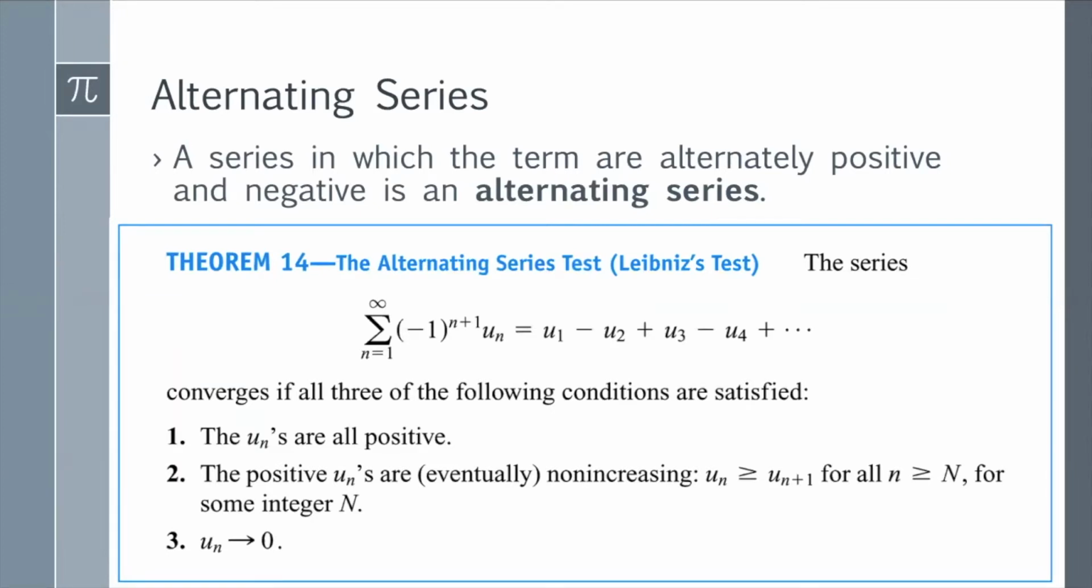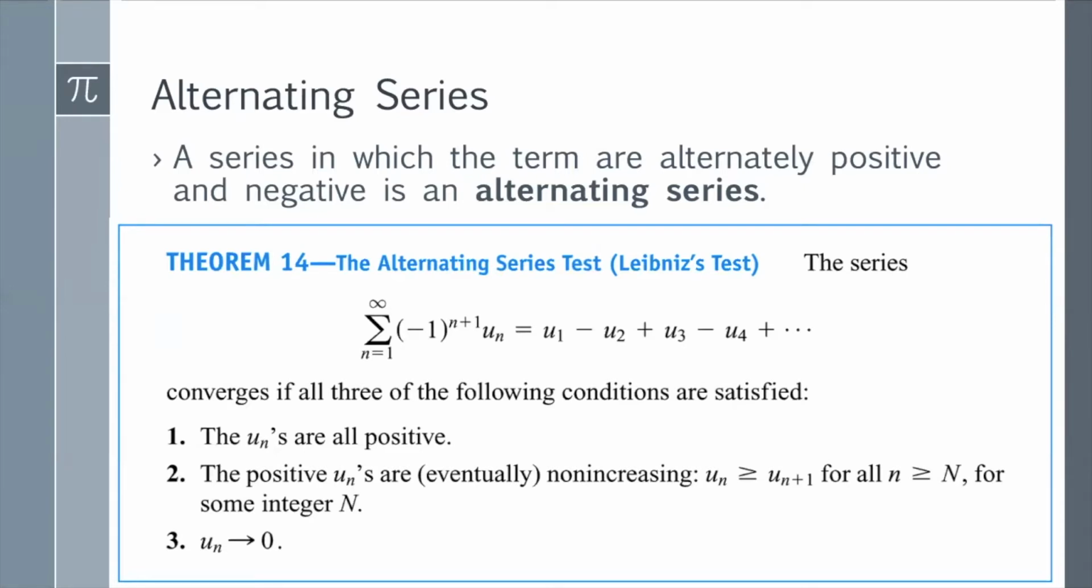The series n equals 1 to infinity of (-1)^(n+1) times u sub n, which is u1 minus u2 plus u3 minus u4, et cetera, converges if all three of the following conditions are satisfied. Number one, the u sub n's are all positive. That's kind of a legal loophole just to make sure that the series is really alternating.